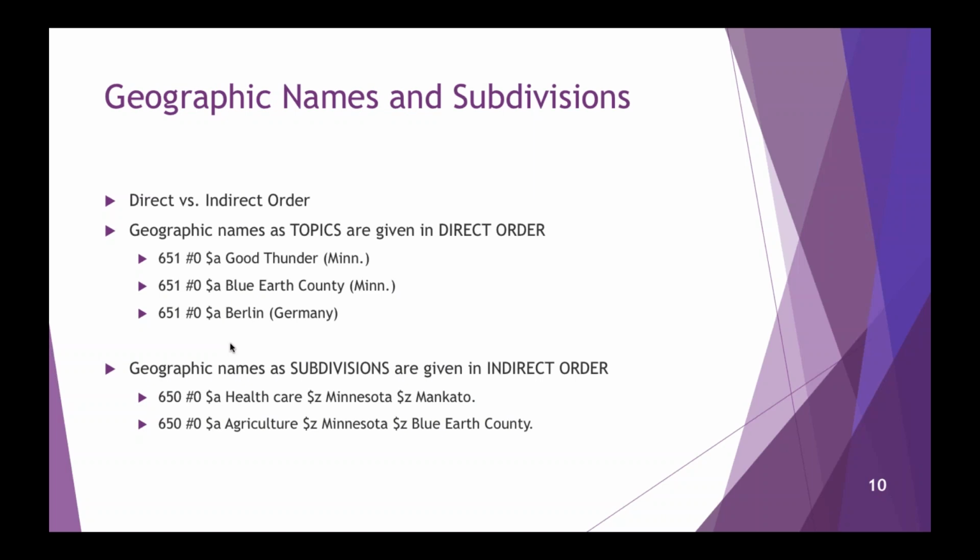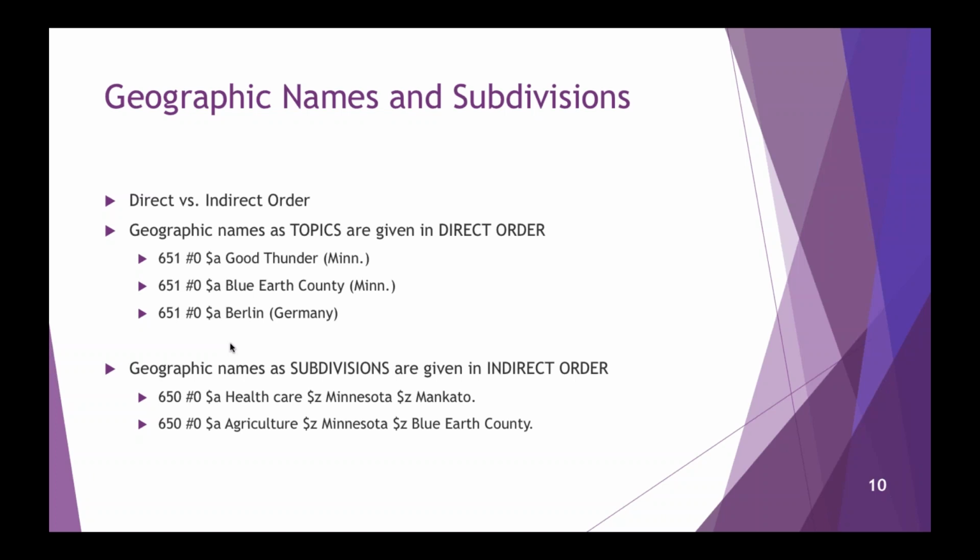Okay, so let's talk a little bit about geographic names and subdivisions. So we have direct versus indirect order when we're dealing with the geographic free-floating subdivisions and when we're dealing with geographic names as a topical term. So when a geographic name is a topic, when it's about that particular place, then we want to put that geographic name into a 651 field. That means that the content is generally about that particular place. And the order of the name, the style of the name, is what we call direct order.